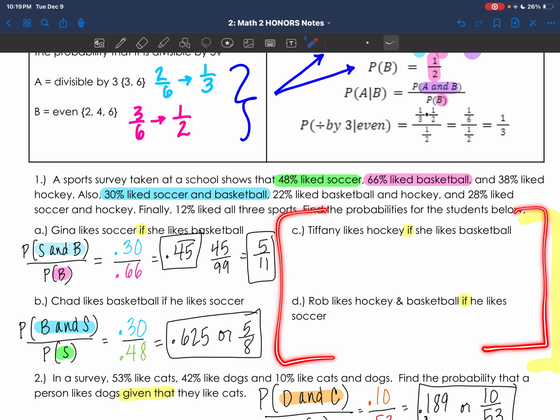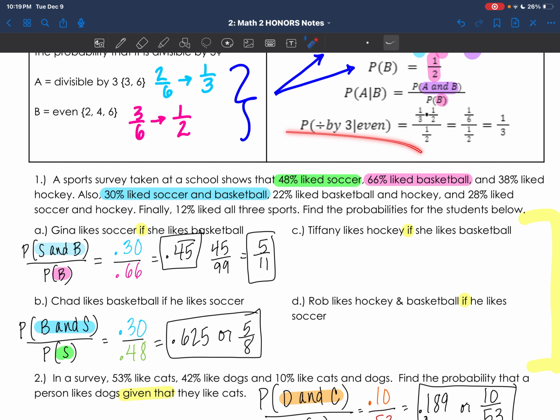All right, go ahead. I want you to try this using the information up here. Remember, if she likes basketball, that's what you're dividing by. If he likes soccer, or given that he likes soccer, that's what you're going to be dividing by.